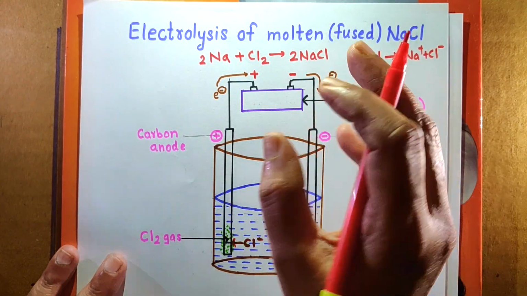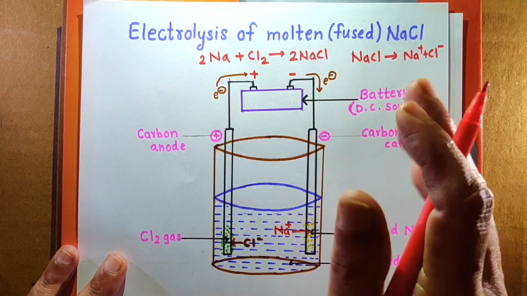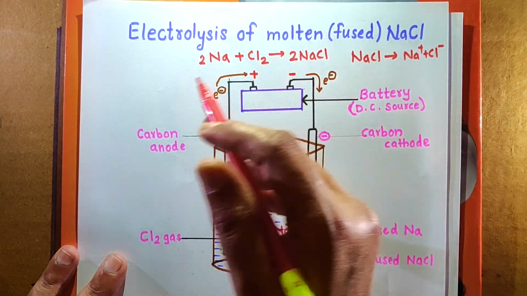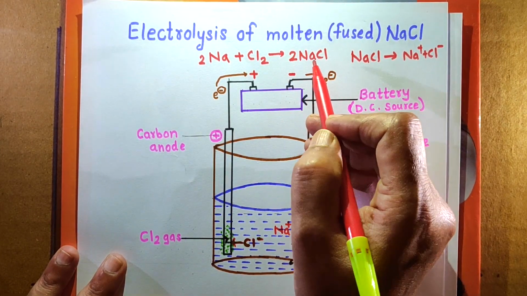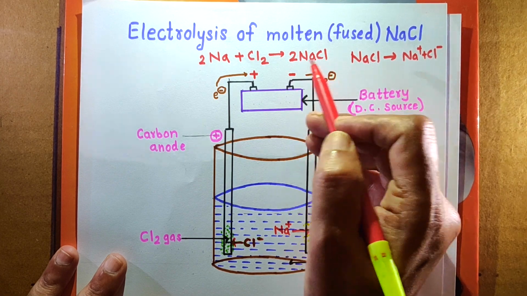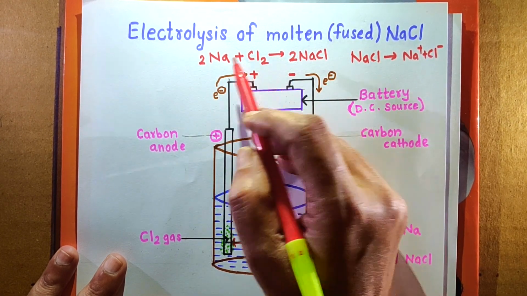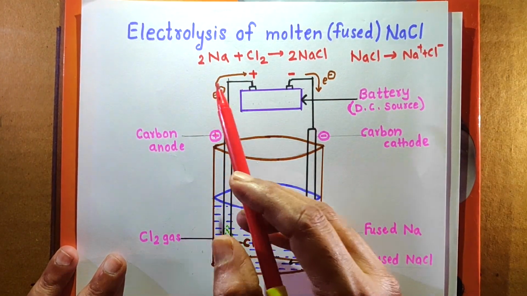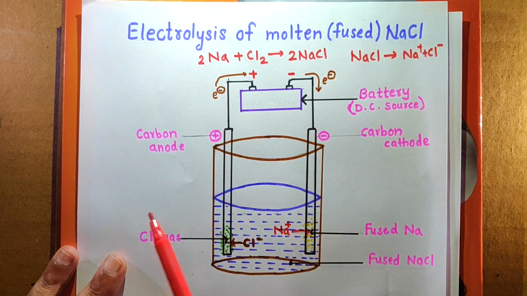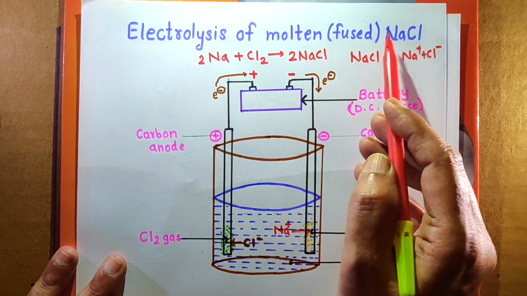But remember, when you take NaCl, spontaneously, that means naturally, you cannot obtain sodium metal and chlorine gas from NaCl. That is the reverse reaction. Decomposition of NaCl or breaking of NaCl to give sodium and chlorine gas is a non-spontaneous reaction, and this non-spontaneous reaction can be carried out by supplying the electrical energy. This we have to study in electrolysis of molten or fused NaCl.